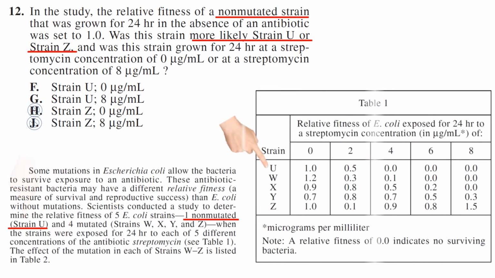And so we know it was set to 1. So now we're looking at strain U, and we're looking at 1. So was this at a concentration of 0 or 8? So we definitely know that it was 0. So your answer has to be F, strain U at 0 was at a concentration of relative fitness of 1. So F.